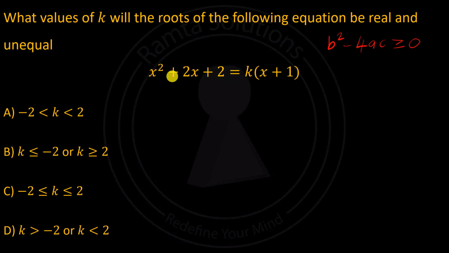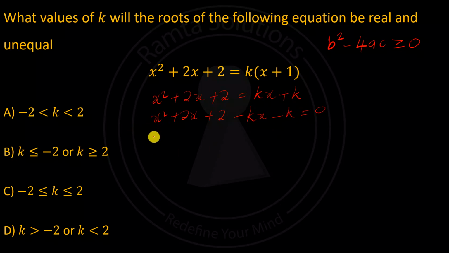So before we proceed, we will have to write this equation in the standard form: ax squared plus bx plus c equals 0. So let's proceed. This becomes x squared plus 2x plus 2 is equal to kx, all right, kx plus k. Now, taking all the terms in the right hand side to the left hand side, it'll be x squared plus 2x plus 2 minus kx minus k equals 0.